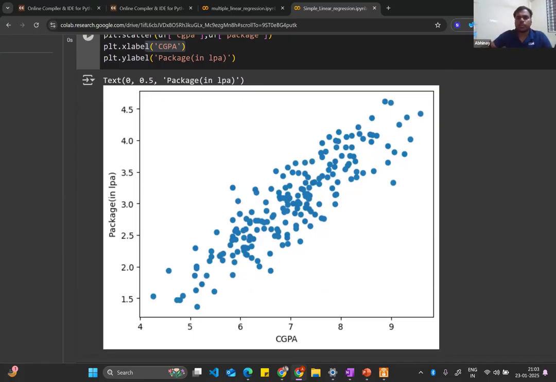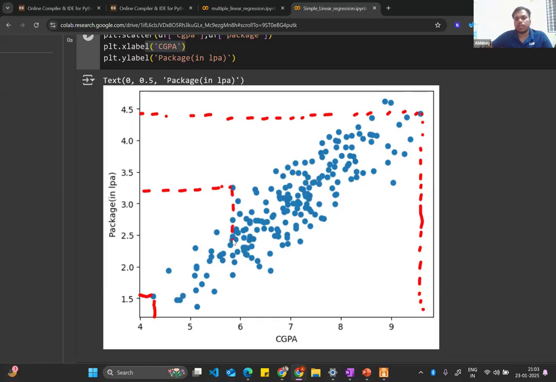Now how can you build intuition and understand this data set? Suppose a person has a CGPA of just 4.5, so he will get a package of around 1.6 LPA. If a person has a CGPA greater than 9, he will get a package of something less than 4.5. For each and every point, it is making a kind of intuition, and you can take any point, this point or this point.